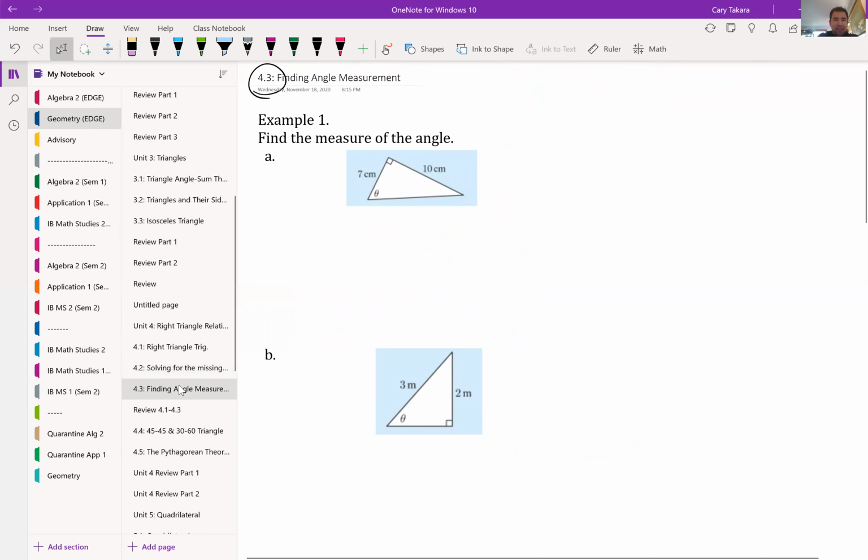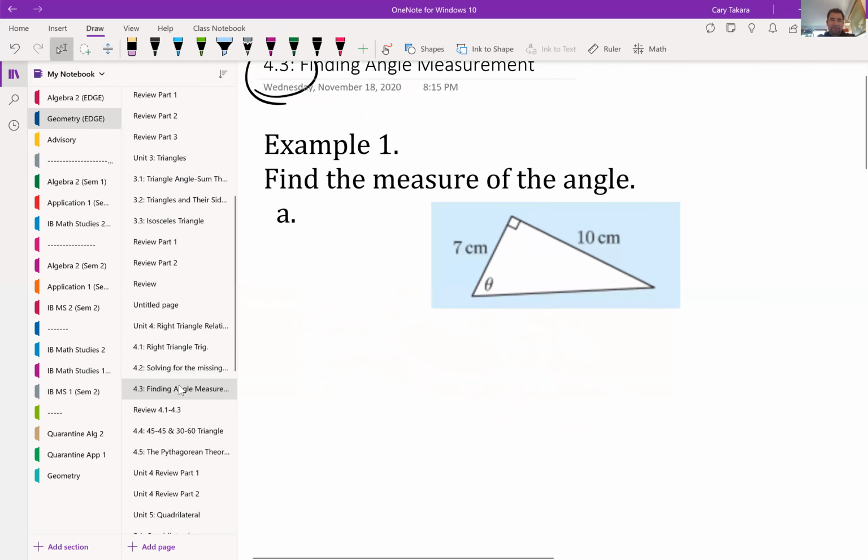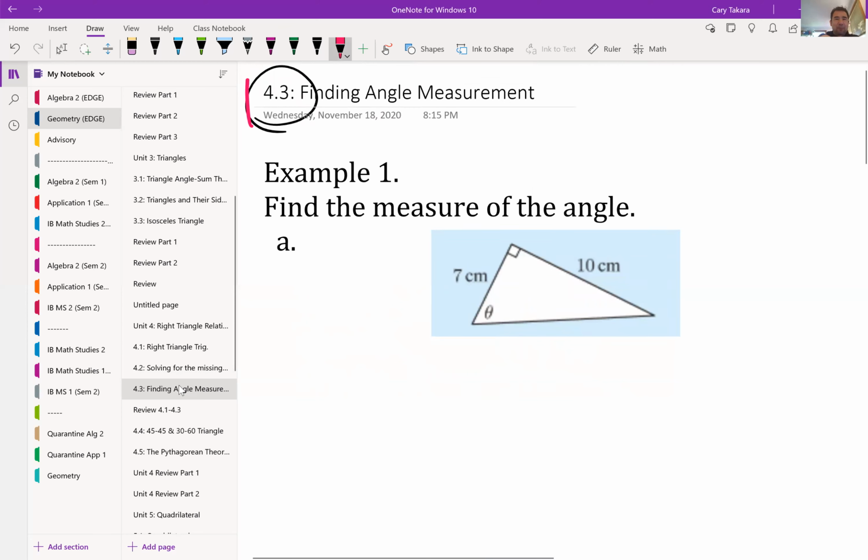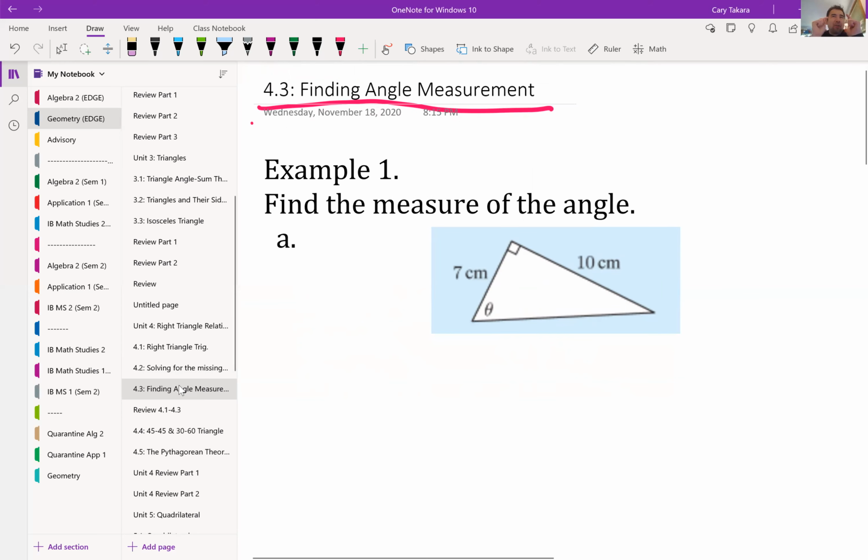Okay, let's move on to today's. So this is today's. Let's write it down in your notes: 4.3, finding angle measurement. All we did yesterday was to find the missing side, right? What if I give you two measurements of the sides? Can we figure out the angle measurement? And the answer is yes, we can. I'm going to teach you how to find the angle measurement.